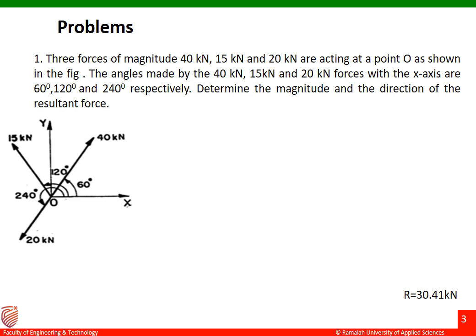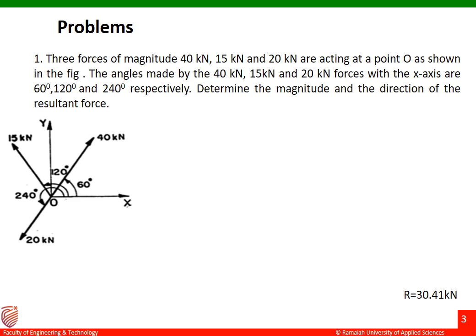Let us go for the first problem. Three forces of magnitude 40 kilonewton, 15 kilonewton, 20 kilonewton are acting at a point O as shown in figure. The angles made by 40 kilonewton, 15 kilonewton and 20 kilonewton forces with the x-axis are 60 degrees, 120 degrees and 240 degrees respectively. Determine the magnitude and direction of resultant force. This is a very simple problem compared to the earlier problem.